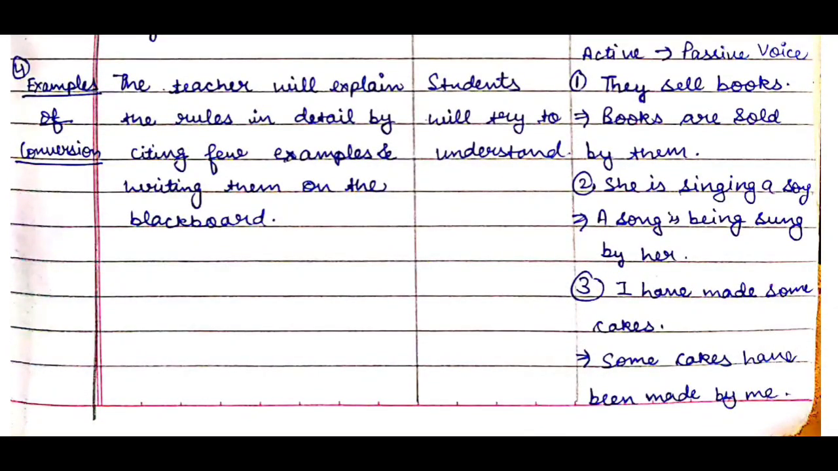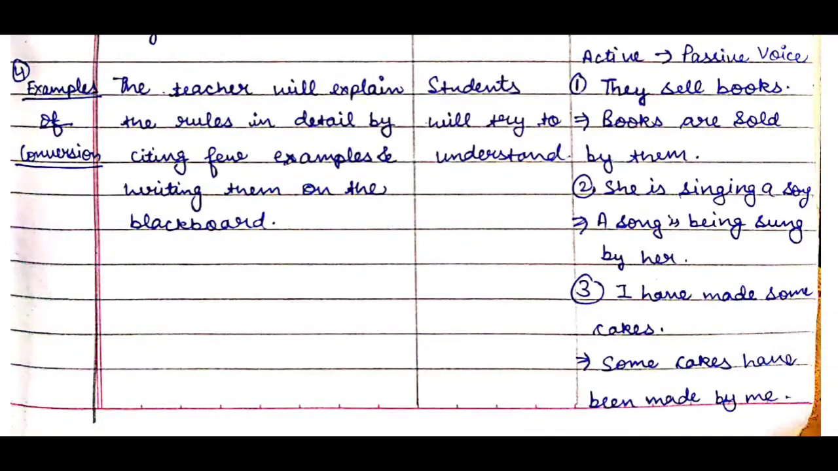The teacher will explain the rules in detail by citing few examples and writing them on the blackboard. Students will try to understand. Active to passive voice we are converting. So in active voice it is they sell books. In passive we'll convert it like books are sold by them. Second example is she is singing a song. In passive voice it would be a song is being sung by her. Third, active, I have made some cakes, and in passive voice it would be some cakes have been made by me.